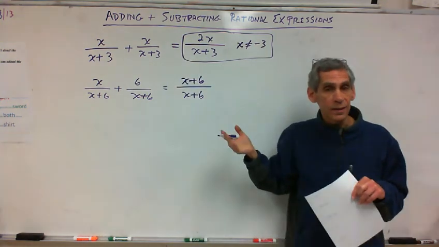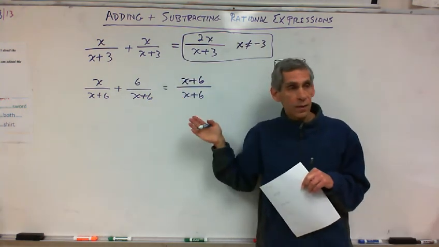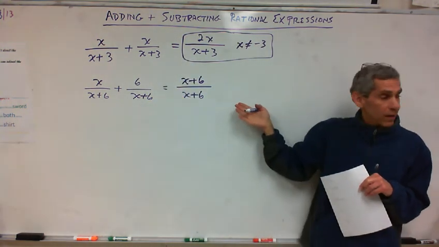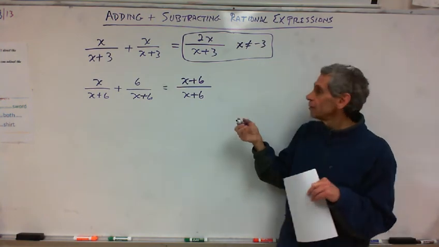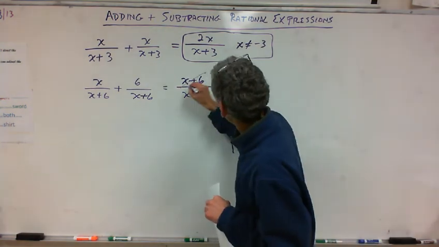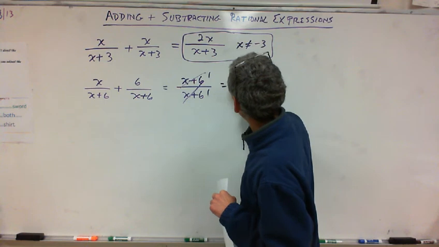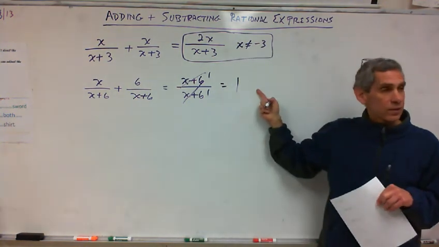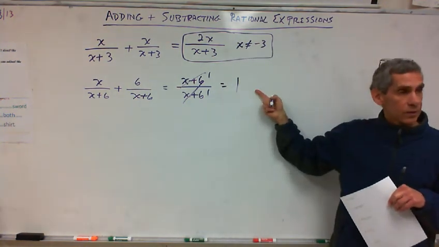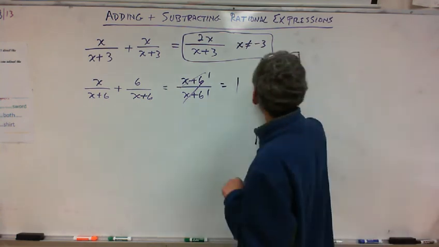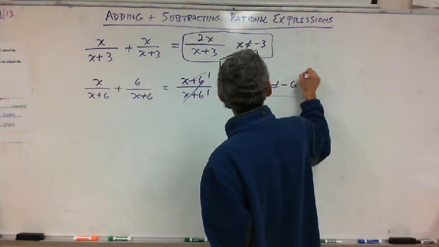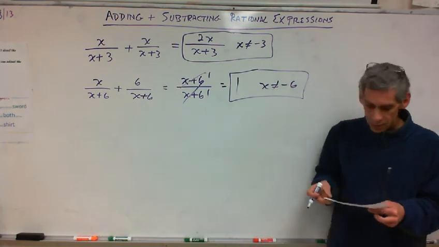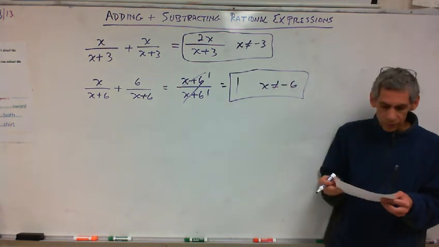All right, so I'm basically done. I've done my adding. I've gotten my final thing. But now I have to ask myself, is there anything I can do to simplify it? Possibly. They're both the same thing, so they come out as a 1. Now, I still have to say, what can x not be? What's the excluded value? Negative 6. Yeah, x cannot equal negative 6. And that's my answer. All right? Pretty straightforward.